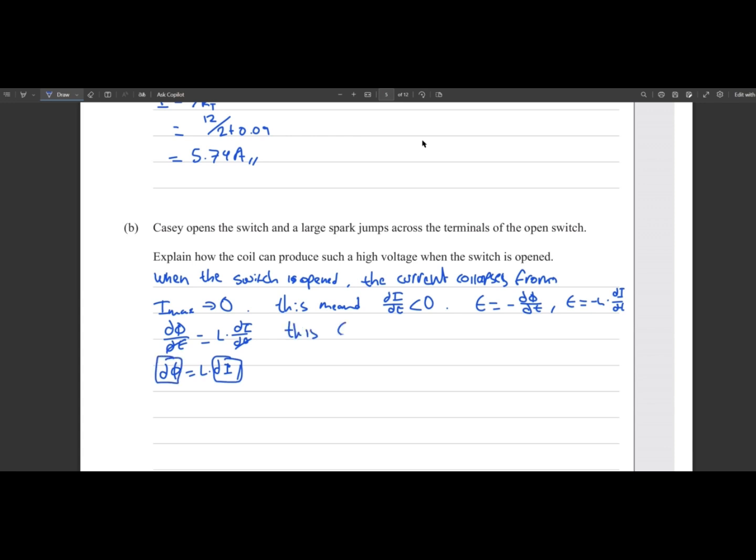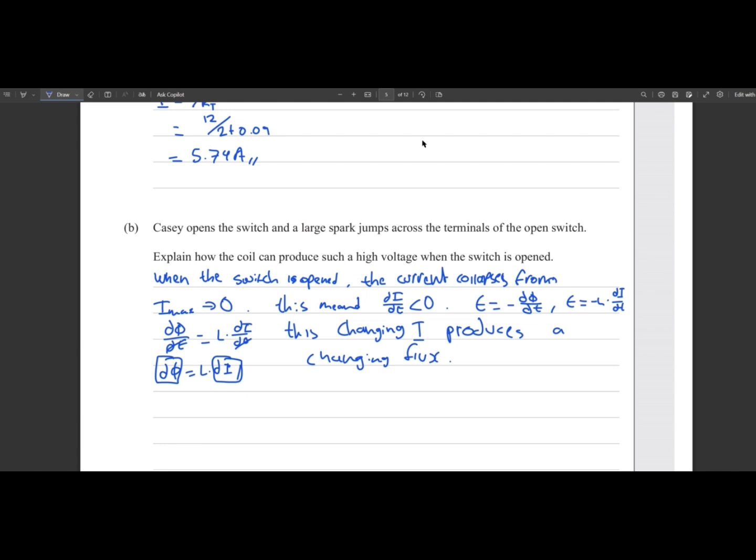And so what this is just saying is that a changing current corresponds to a changing flux. So this changing I, I'm just going to write to save my wrist, this changing I produces a changing flux.